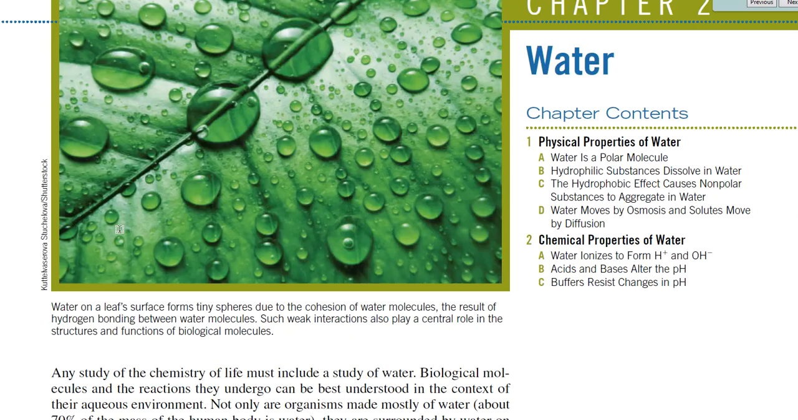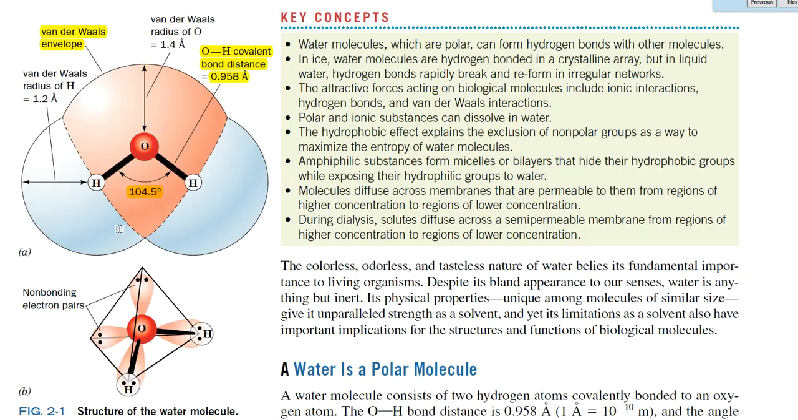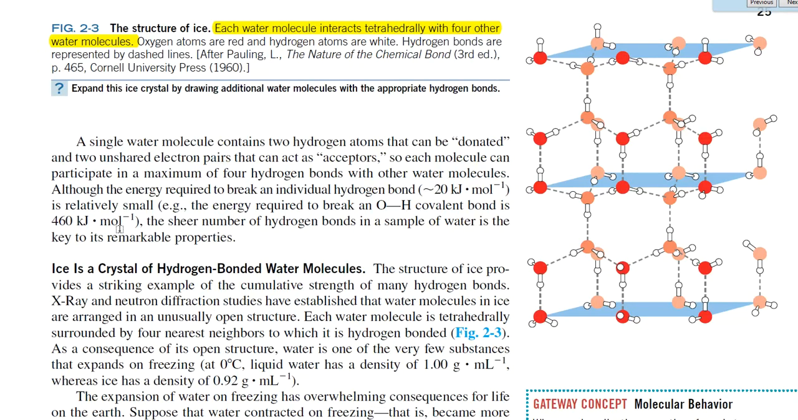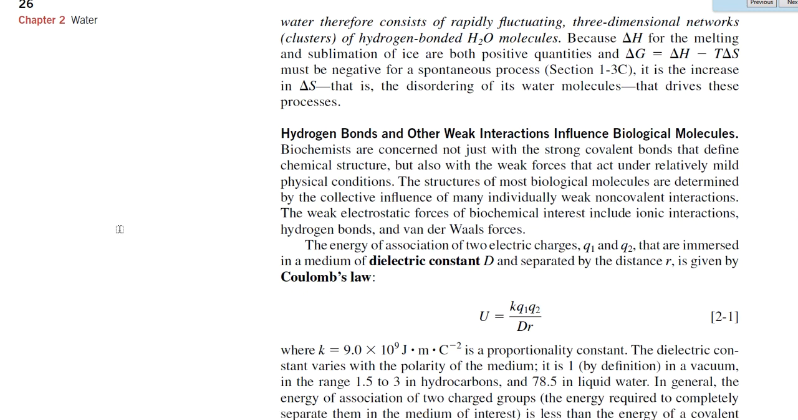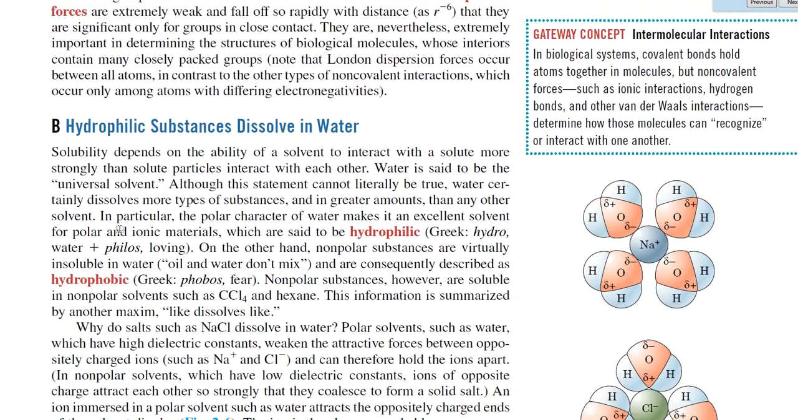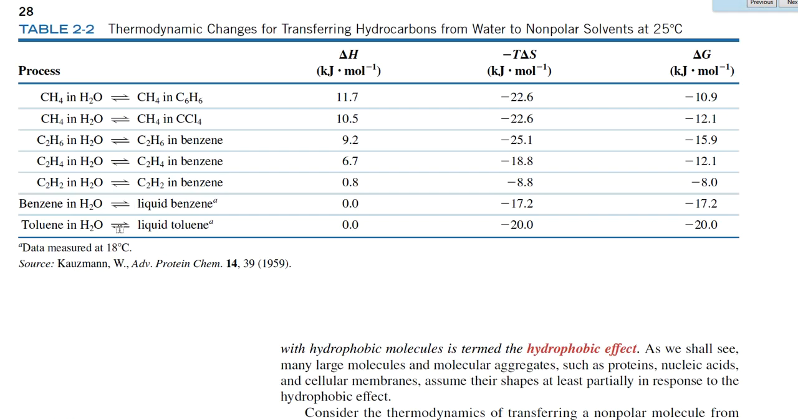Then in chapter 2, water, what did we learn? We learned about the bond angle between hydrogen and hydrogen, the OH covalent bond distance. Then we understood about the structure of ice, which interacts tetrahedrally with 4 other water molecules.